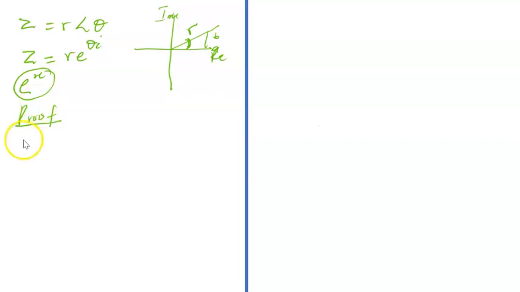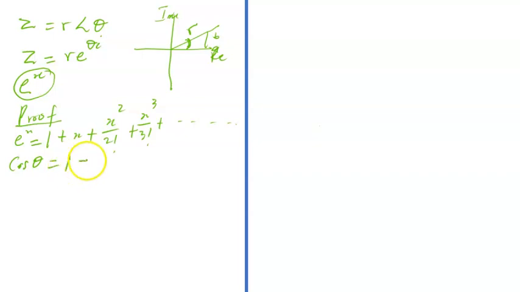Now from our series, we know that e raised to the power x is always of the form 1 plus x plus x raised to power 2 over 2 factorial plus x raised to power 3 over 3 factorial, and the series continues this way. And also, cos theta in series form will come from 1 minus x raised to power 2 over 2 factorial plus x raised to power 4 over 4 factorial minus x raised to power 6 over 6 factorial plus, and the series also continues.